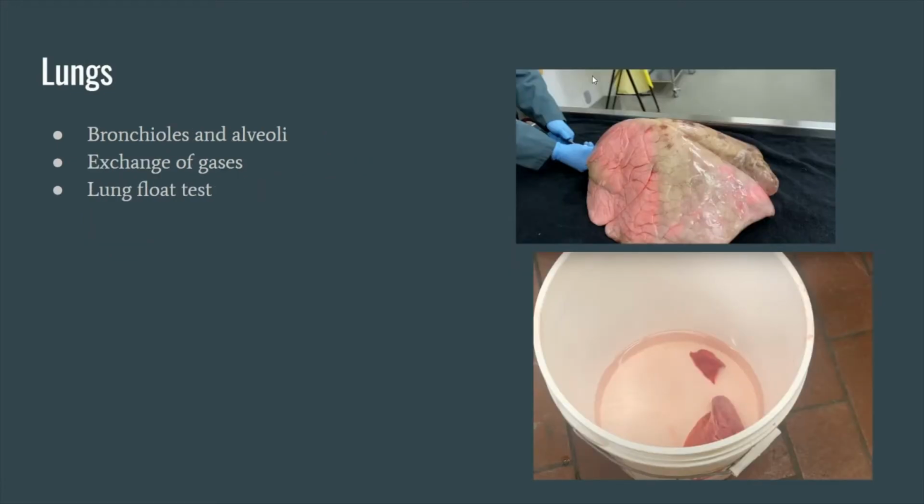And finally, in the lungs, we have bronchioles and alveoli. The bronchioles lead into the alveoli, which is where the main gas exchange occurs. So oxygen enters the bloodstream and carbon dioxide exits. And also here we have the lung float test. The lungs sank, which means that the calf never took the first breath, which means the oxygen never reached the alveoli, so therefore it sank.